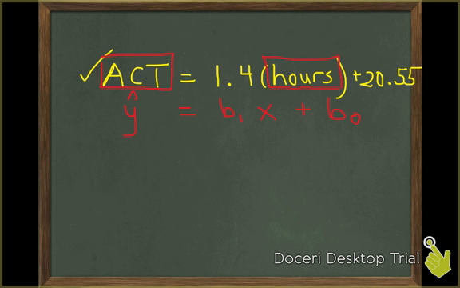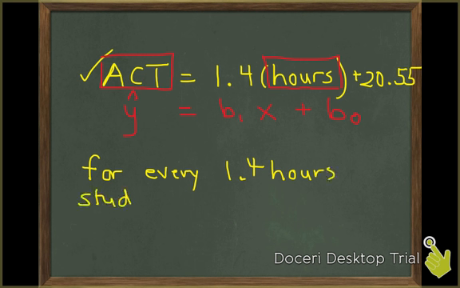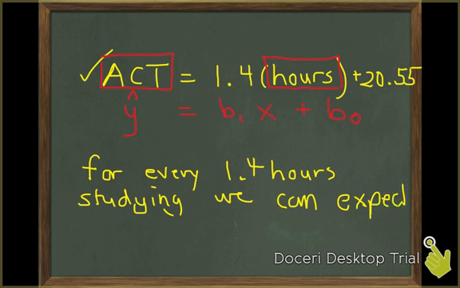We can think a little bit about what this means. For this particular equation, we could say that for every 1.4 hours studying, we can expect a rise of 1 point on our ACT.